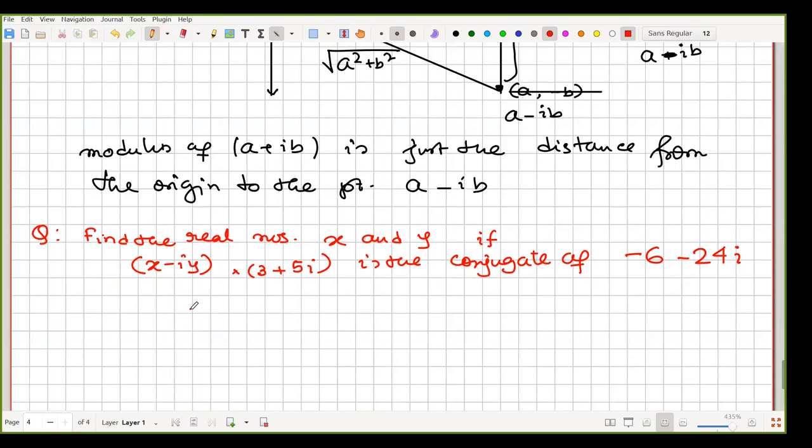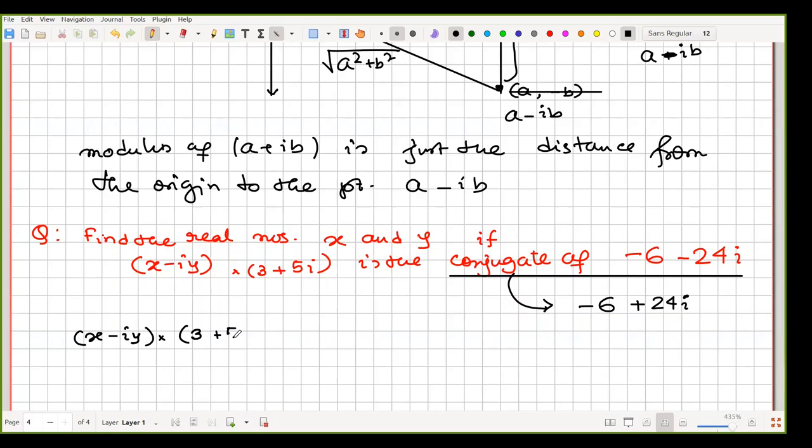Once again, not a single complex number has been written in that way. Here two complex numbers in multiplied format have been given, so we have to perform the multiplication first. But what is the conjugate of minus 6 minus 24i? The conjugate must be minus 6 plus 24i. So we can write x minus iy into 3 plus 5i is equal to minus 6 plus 24i. Then we should proceed with the multiplication.